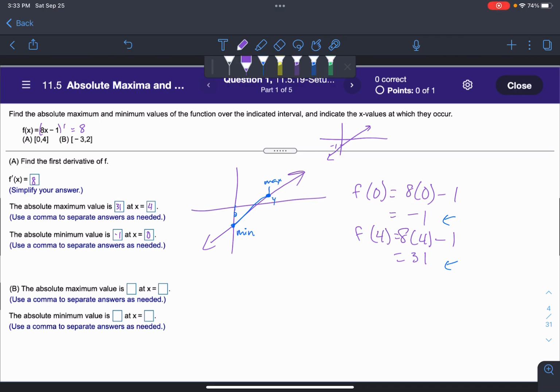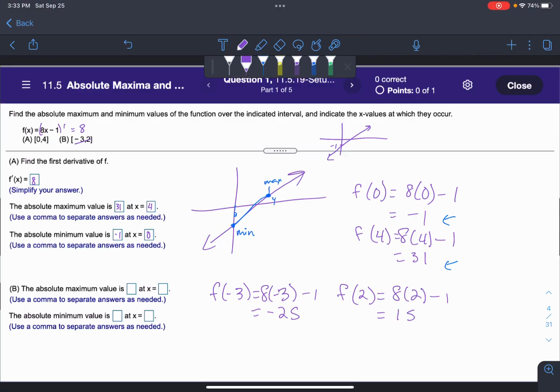Right, and for B, it's kind of the same kind of game where it's the same function, and now we just have a different interval. So f of -3, let's find out what that is. 8 times -3 minus 1, so I get -25. And then let's plug in our other endpoint of 2. So 8 times 2 minus 1 is positive 15.